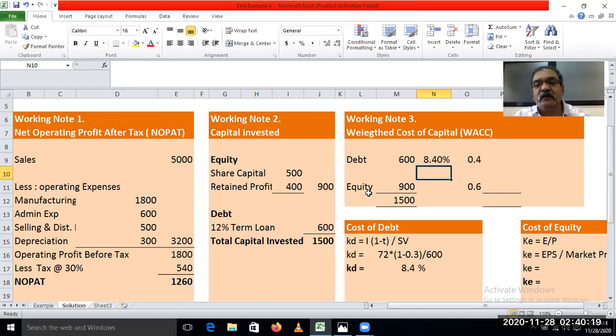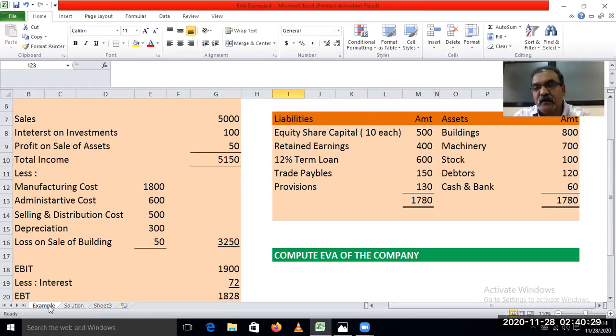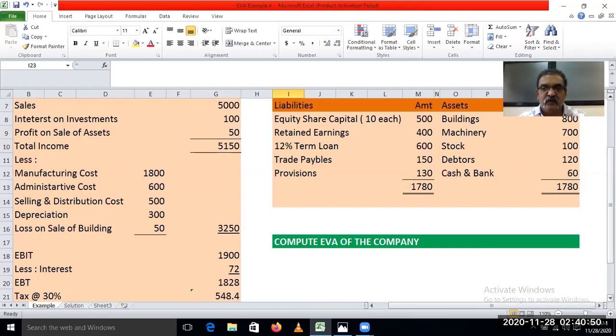Now we require the cost of equity. How to calculate the cost of equity? We know that there are three different approaches for calculating the cost of equity. Traditionally, the dividend approach, that is D upon P, dividend per share divided by market price of share. Second approach is the earning approach, that is E upon P, earning per share divided by market price of share. And third approach is the growth approach, D1 upon P0 plus growth rate.